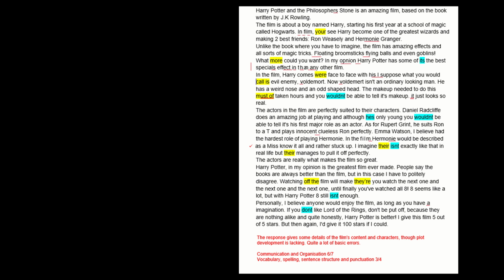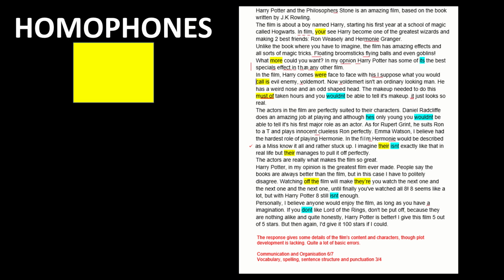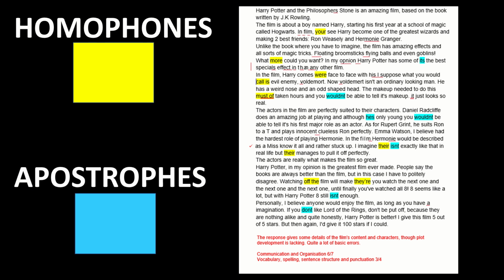Okay, so this is a student who missed it by 1 mark. The yellows are homophones, so you'll notice he's got the wrong your, were, used the wrong there, and apostrophes. So this is, again, that thing of doing the same mistake a few times. This is real EDUQAS marking, and you'll notice the examiner says quite a lot of basic errors. If he would have cut out these basic errors, he would have passed easily.